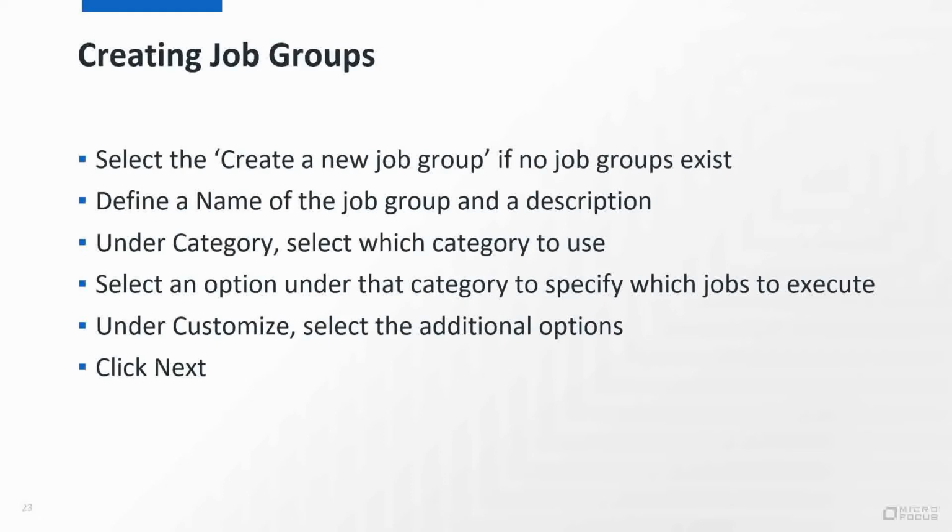On the next step, you're going to create job groups. If you don't have job groups, you can create them on the fly from here. And remember, this is goal-based discovery. So under the category, you select which category you want to use. And under the option, the specific options that you want to specify to execute. Under customize, you would select any additional options that you would like, and then select next.